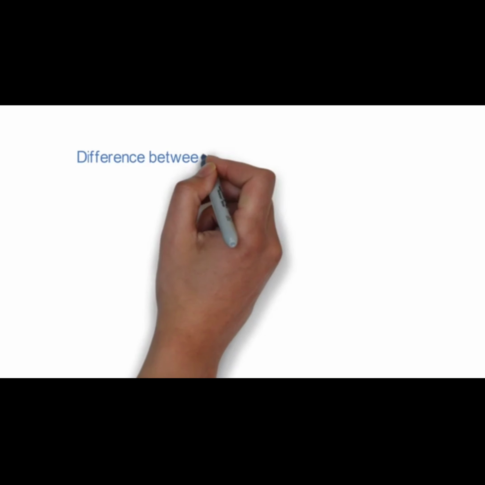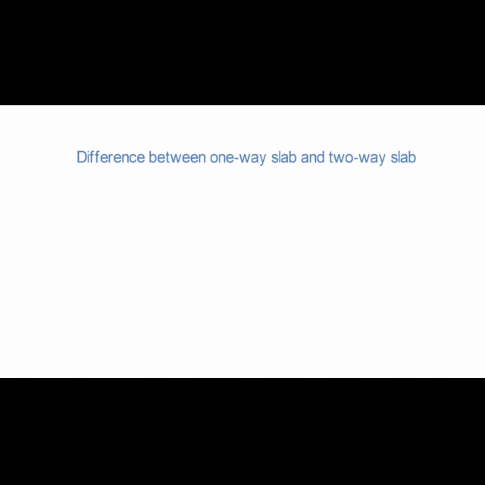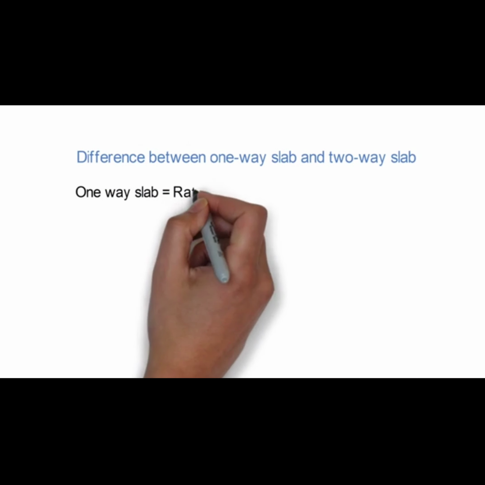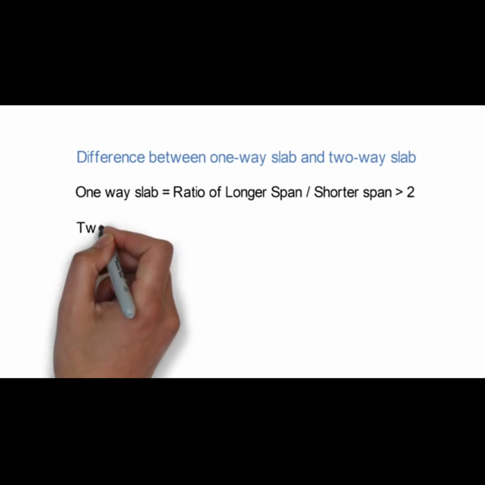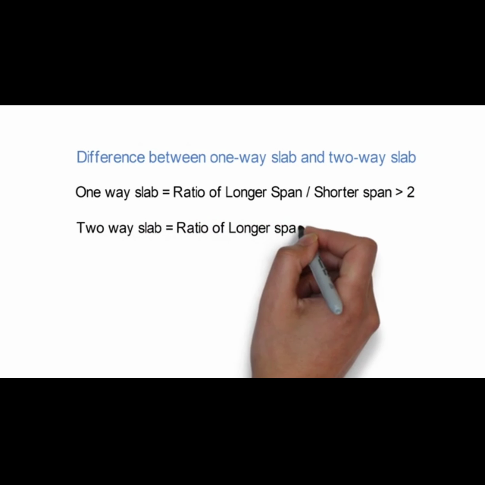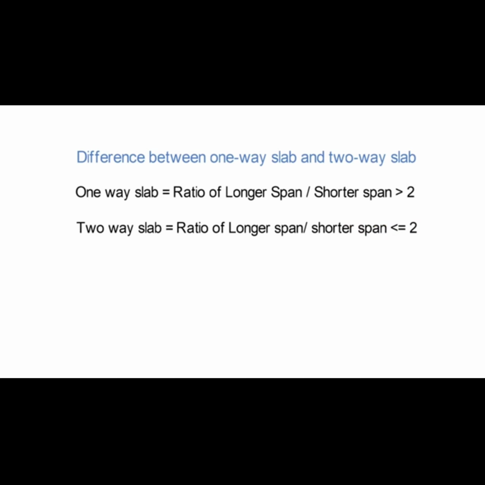The difference between one-way slab and two-way slab. In case of one-way slab, the ratio of longer span to shorter span is greater than 2, and in case of two-way slab, the ratio of longer span to shorter span is less than or equal to 2.